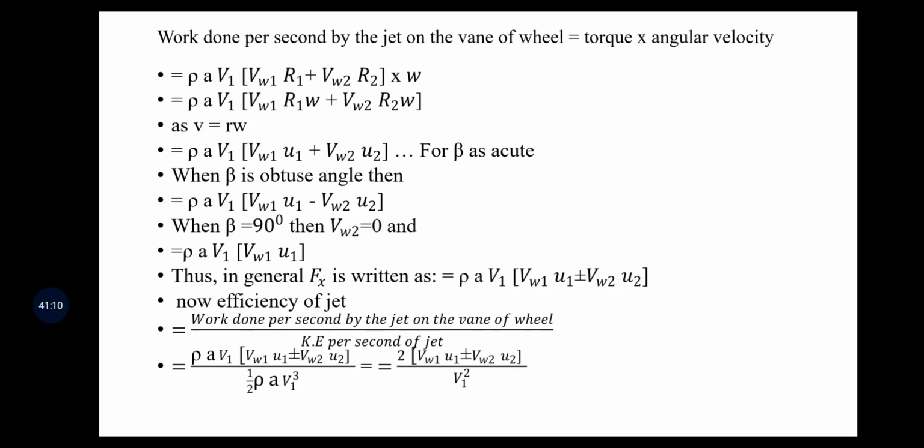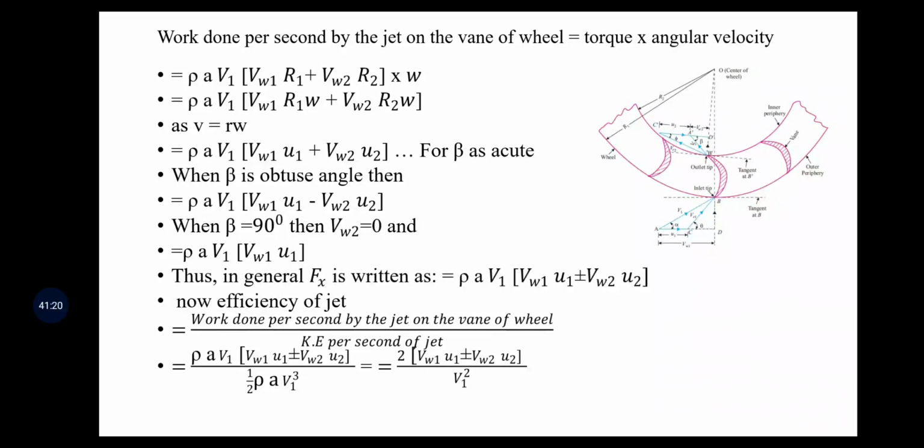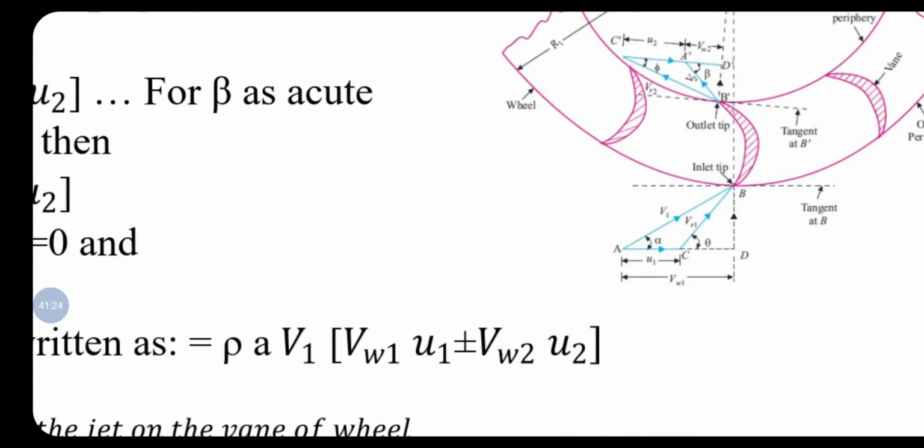So this is about the work done and the efficiency of the jet striking the number of plates or vanes mounted over a wheel in a series. This is the mechanism I have shown herein. Thank you very much.